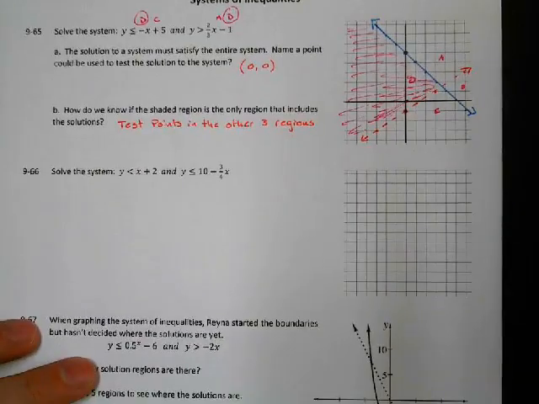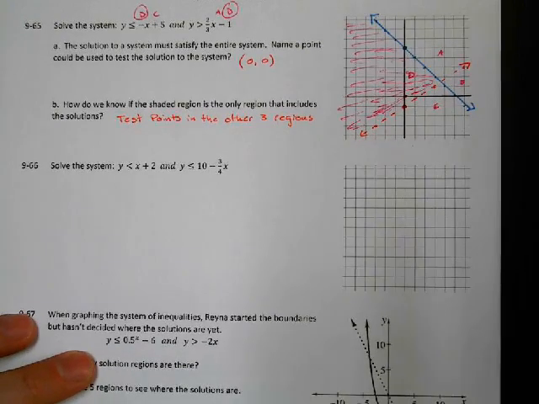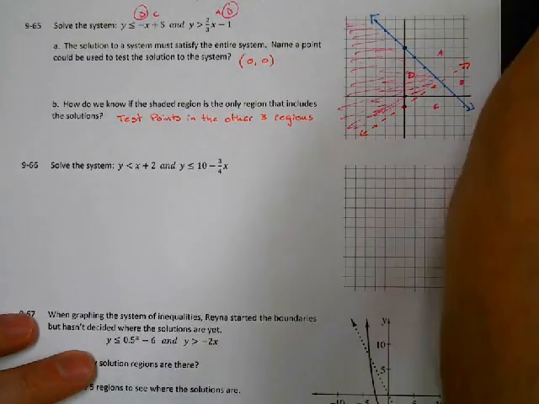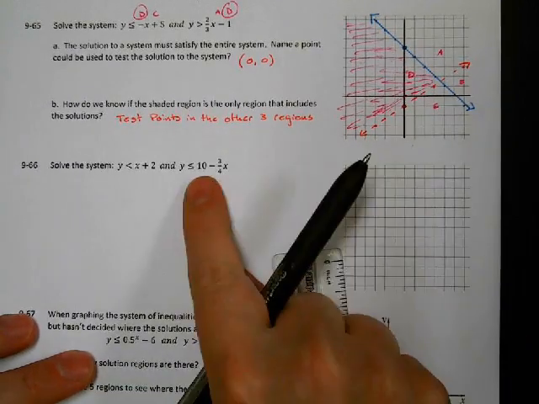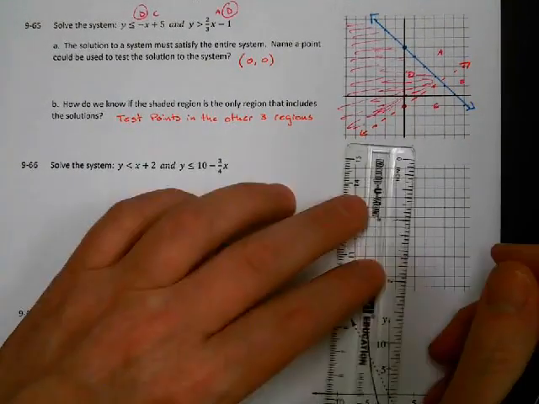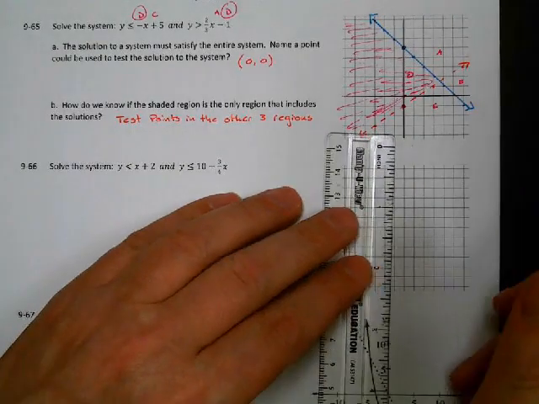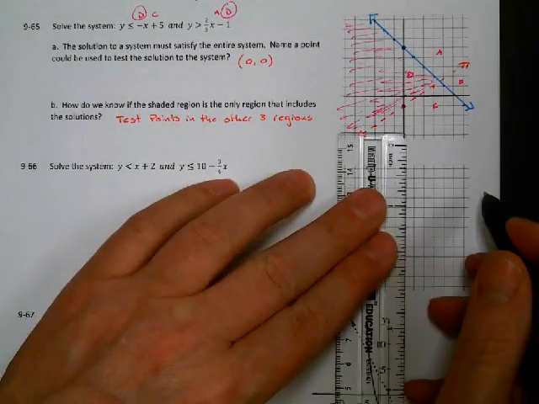All right, next one. We're going to solve a system now that we know how to do it. So here we go. Oh, 10, seriously? Who does that? All right, so do I have enough for 10? Yeah, I have enough for 10. Okay.